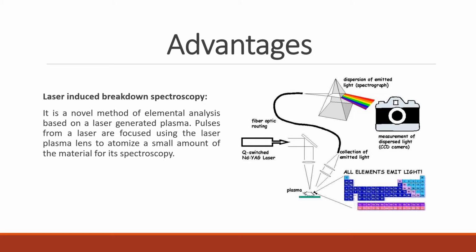Let us look at some of the advantages of the laser plasma lens. First is laser-induced breakdown spectroscopy. It is a novel method of elemental analysis based on a laser-generated plasma. Pulses from a laser are focused using the laser plasma lens to atomize a small amount of the material for its spectroscopy.